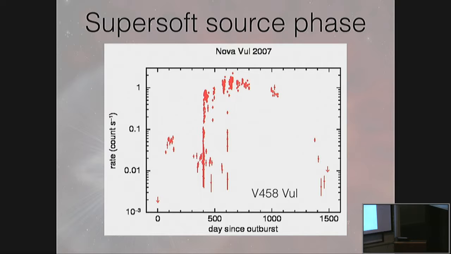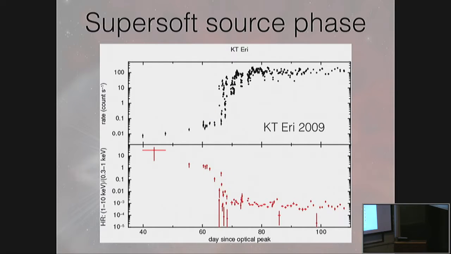Nova V2491 Cyg, I mean Nova Vul 2007, same sort of thing. Not such good coverage, but huge variations. Here, factors of 100 change in the X-ray flux. KT Eri, again, the same sort of thing. KT Eri going up and down by factors of more than 100 in this early phase.